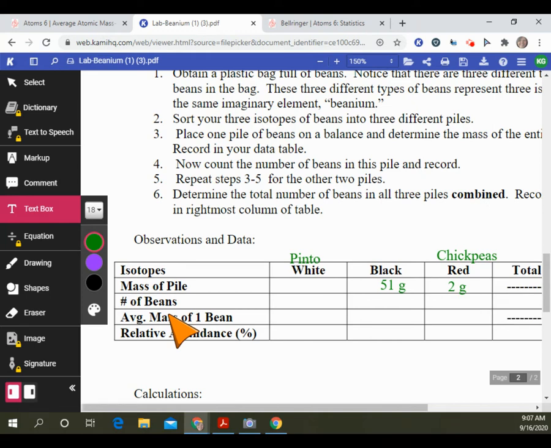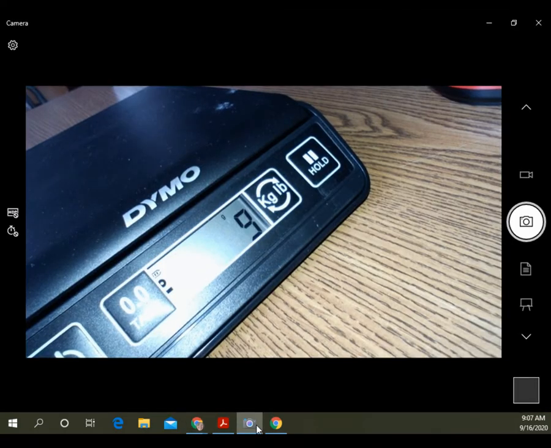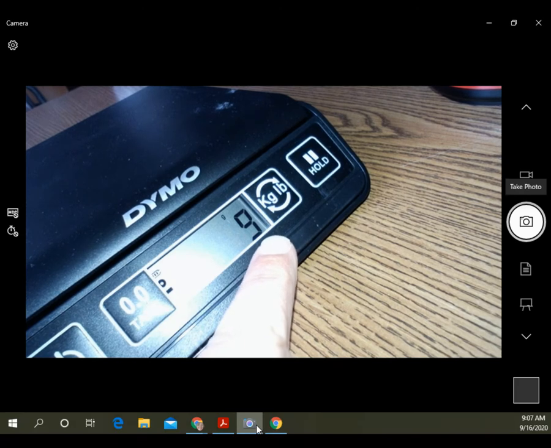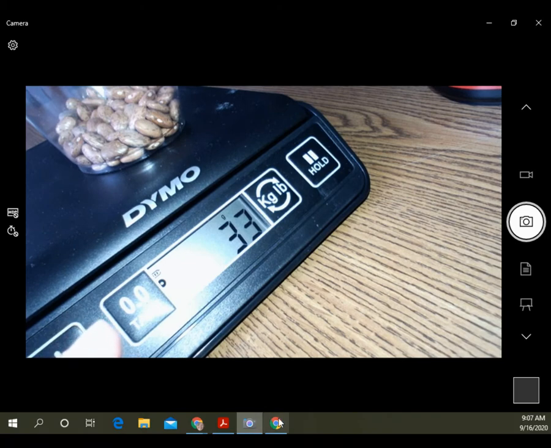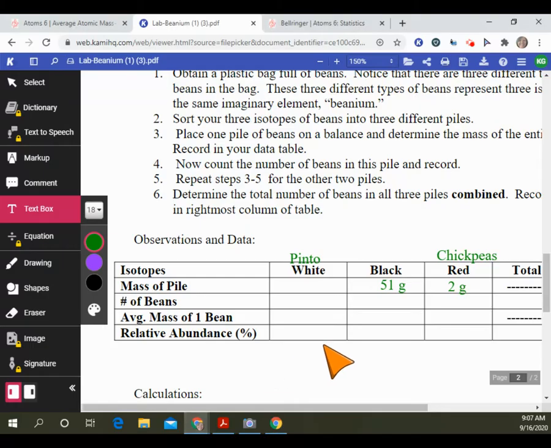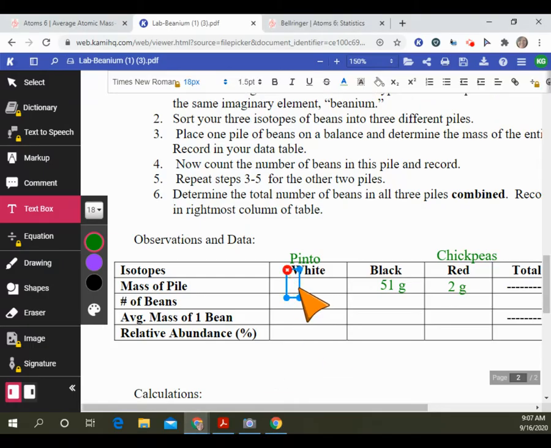So we still have our -9 for the mass of the plastic cup. And I put the pinto beans on the scale, we get 33 grams. So I'll put those on there. And I'm going to count the beans.